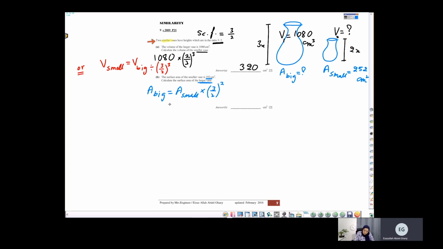What's area small? It is 252. You multiply it by 3 over 2, but square. I assure you this number will become bigger. So 252 multiplied by 9 over 4. This is the squaring of 3 over 2. The answer would be 567.